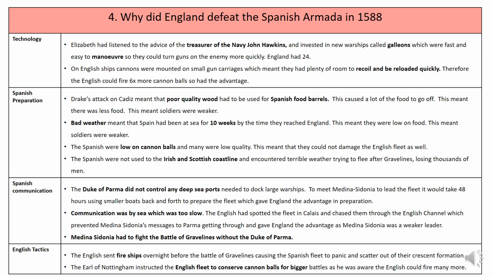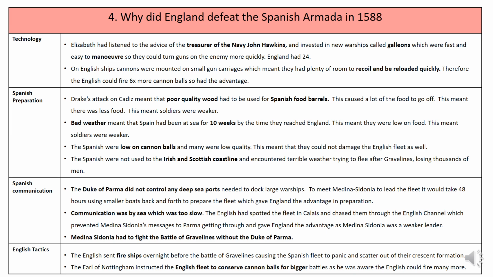They were much bigger and much deeper than traditional warships, it meant that you could carry more cargo with you, which means that you can go slightly further. They are also fast and they're easy to manoeuvre, so they can turn guns on the enemy more quickly.